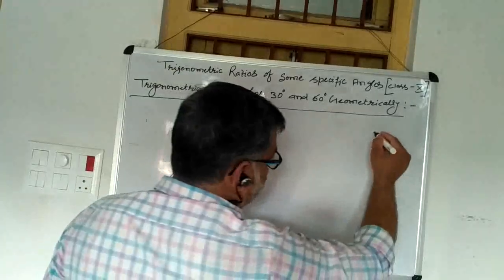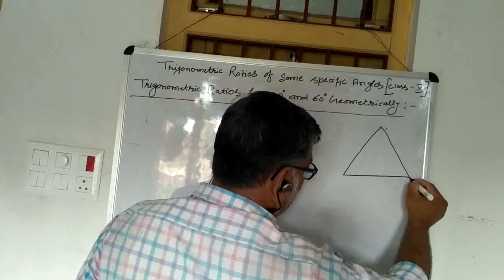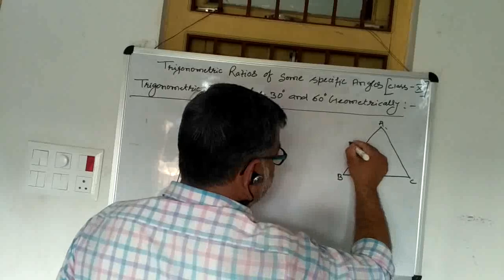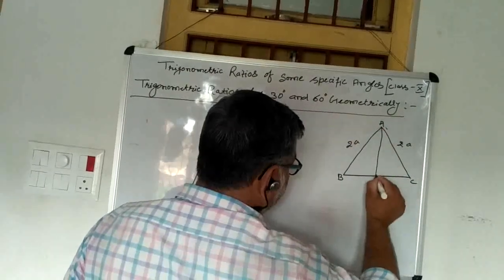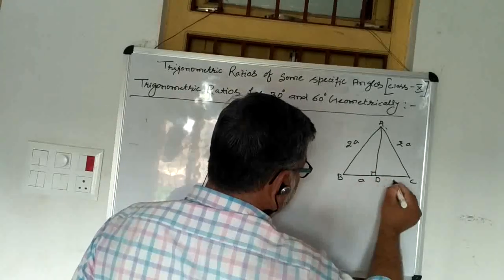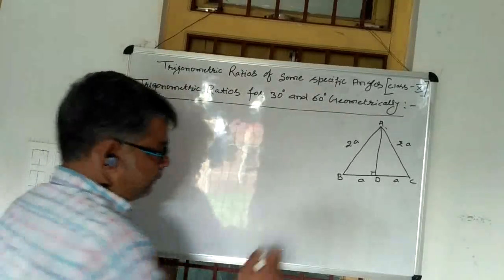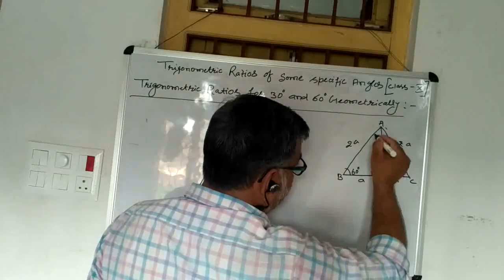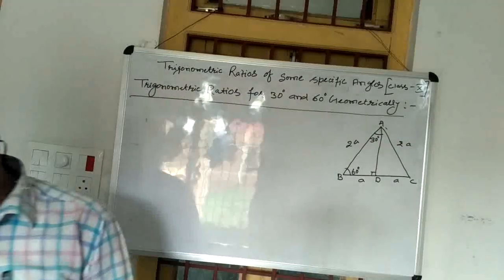So for this, first you draw an equilateral triangle ABC. This is an equilateral triangle of side 2a, and draw the altitude in it, AD. And as you know that it is an equilateral triangle, so all its angles will be 60°. This will be 90°, so this angle will be 30°. This is the figure.